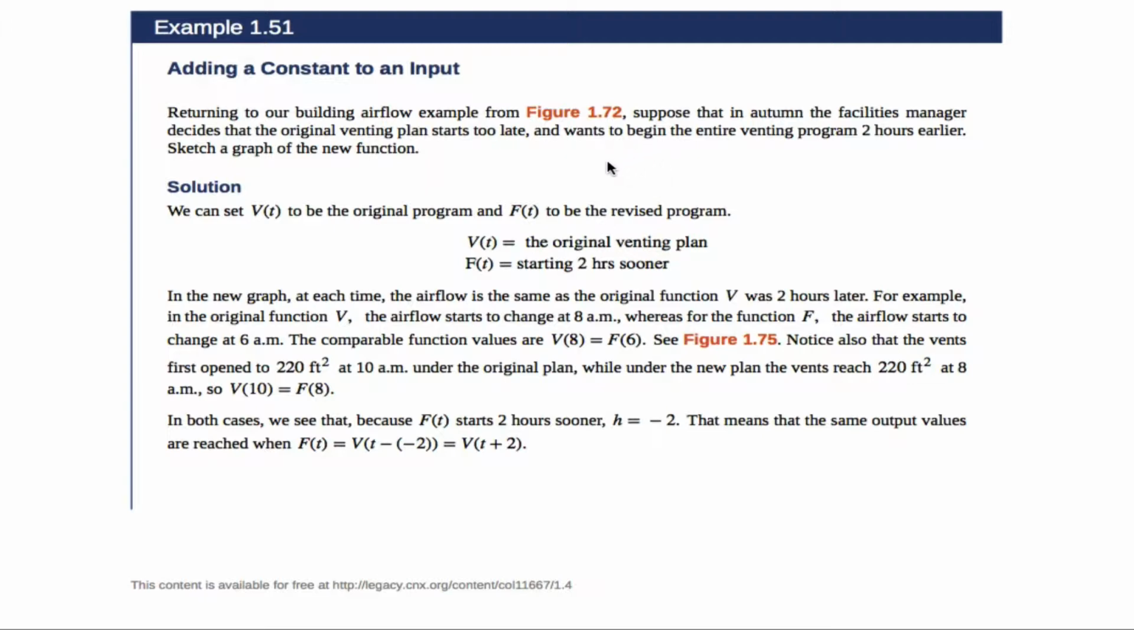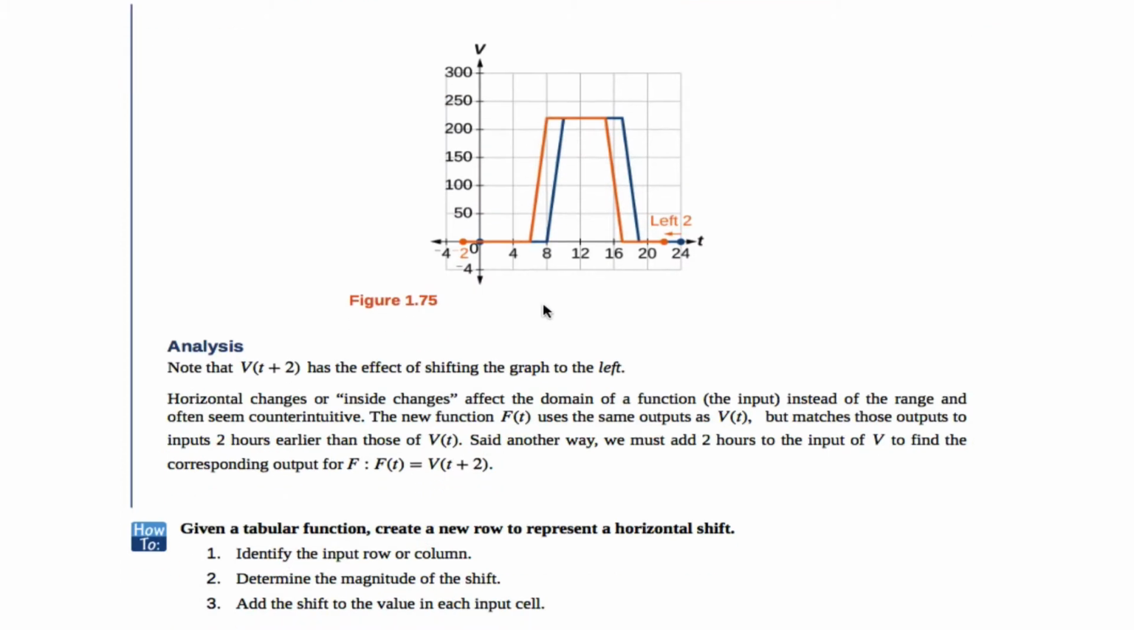In this one, that's not what I want to do. In this one, I want to change the input. I want to begin venting 2 hours earlier. So I'm supposed to sketch a graph of the new function. It's already done here. However, I want to talk through it a little bit.